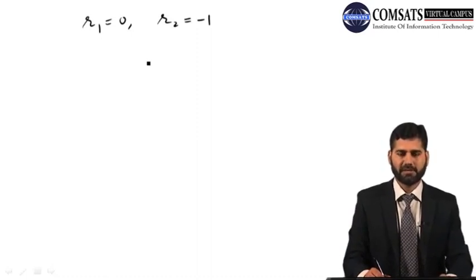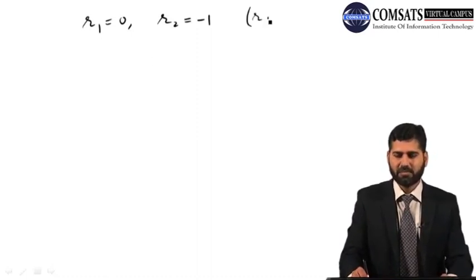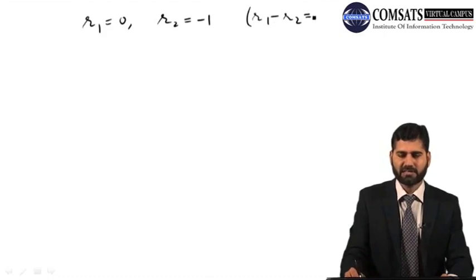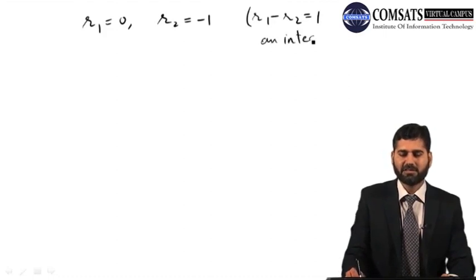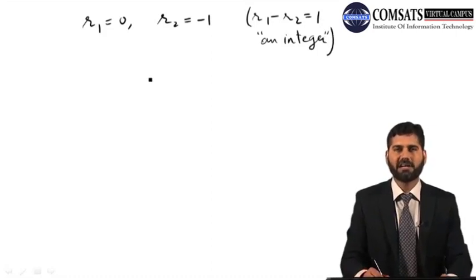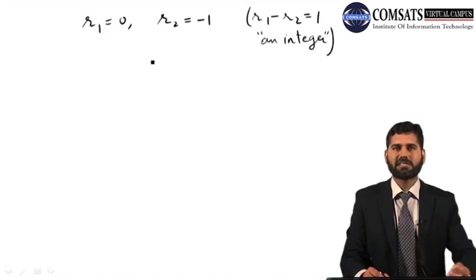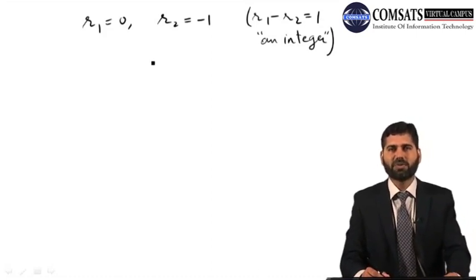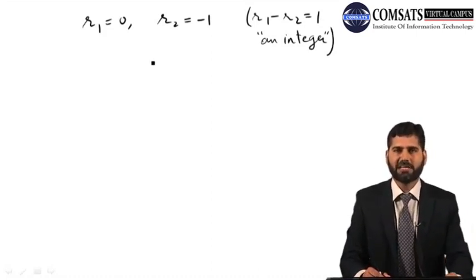Now if you observe, R1 minus R2 here is 1. So it means it's an integer. So R1 and R2 differ by an integer, and we haven't studied this case yet, right? At the beginning we said if R1 and R2 do not differ by an integer, then we can get the two linearly independent solutions.